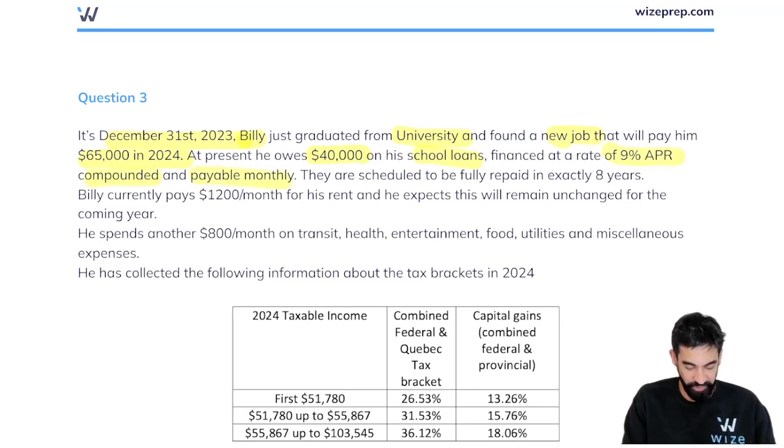So what does that mean, compounded and payable monthly? Well, the compounding means the M is monthly, 12. And payable monthly means the F is also 12. F means the frequency of the payment. So if you're paying monthly, you're paying 12 times a year. They are scheduled to be fully repaid in exactly 8 years.